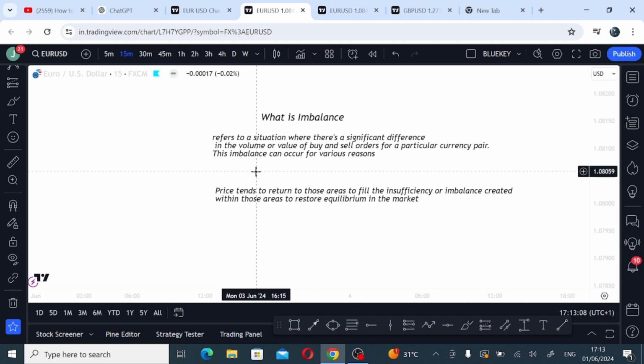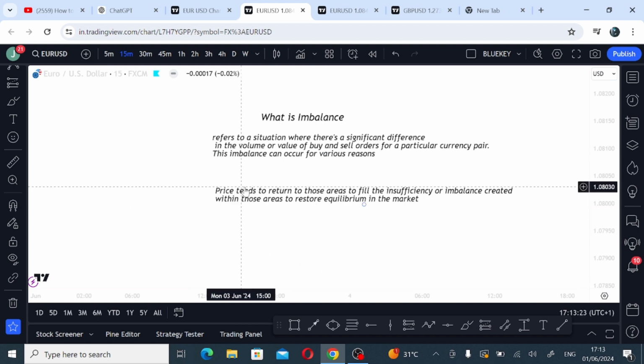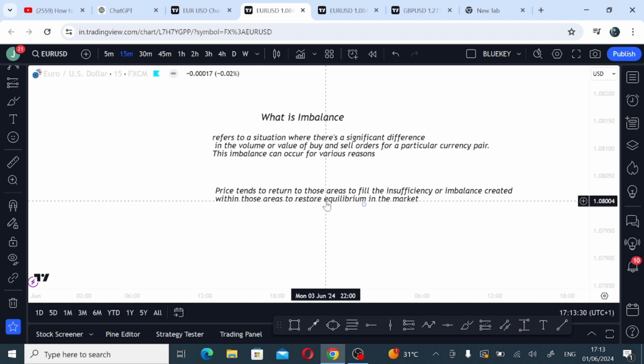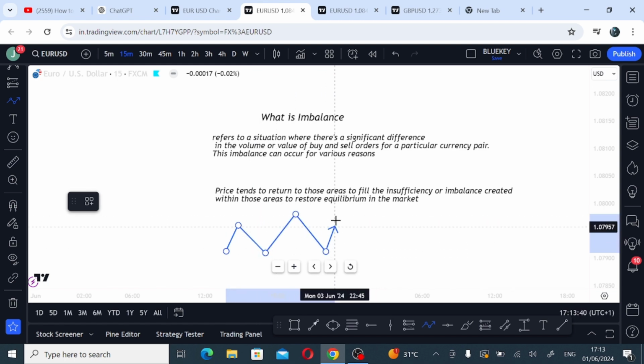Now, in most cases when that happens, regardless of the time frame or the time it happened, the market will always tend to return to those areas to fill up those imbalances or correct the imbalance, right? That's why it says price tends to return to those areas to fill the insufficiencies or balance created within those areas to restore equilibrium. So once we have a market go up like this, we want to see a market corresponding down. That is where we have a perfect market, right? A perfect market, but it is not always like that in the market.